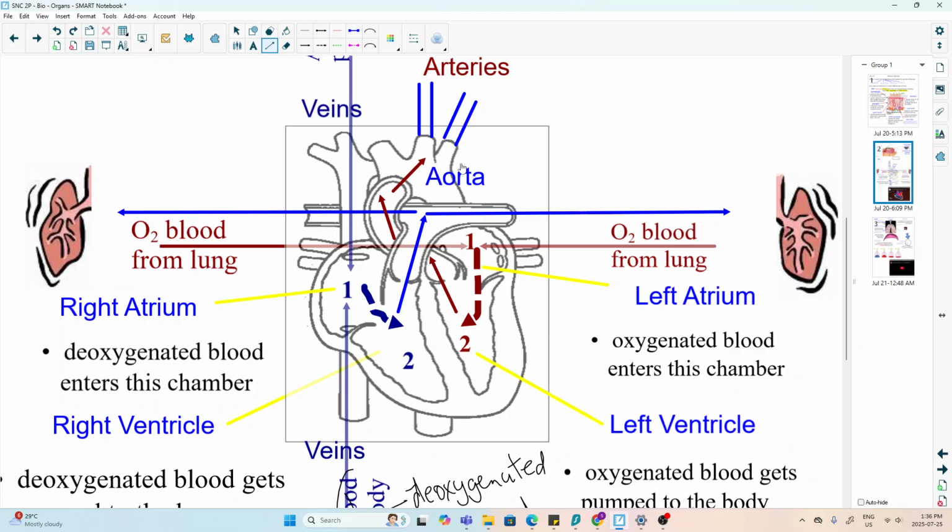Now the aorta is where all the arteries are connected to the heart. It's like the exit, right? It's where red blood exits the heart. From the aorta, the arteries are attached to it, and that red blood right here is going to the body, to different parts of the body. So put a little note: to the body. There we go.